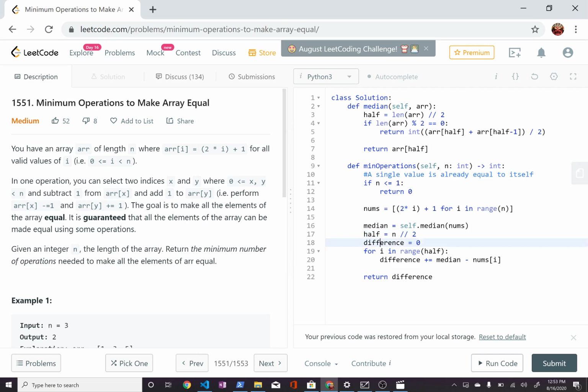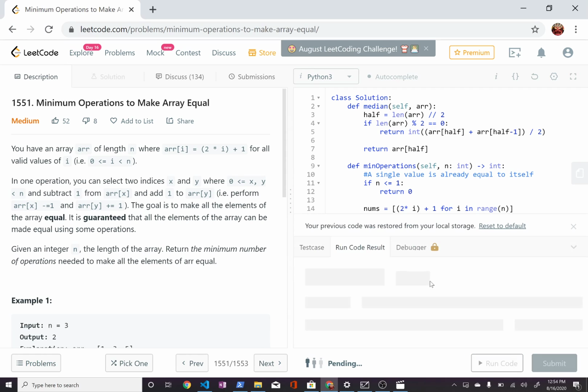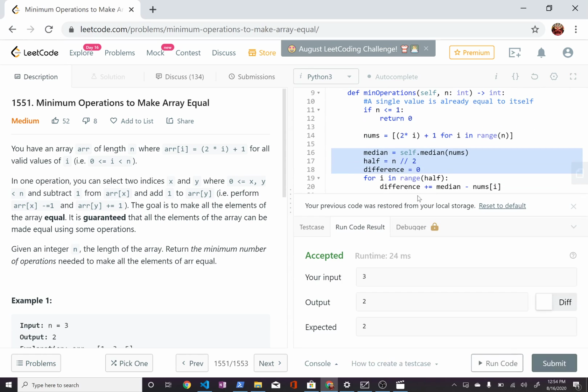And then what I'm going to do is I'm just going to find the sum of the differences between the values in the first half of the list and the median. So i is just going to go between 0 and the halfway point. And for every increment of i, we're going to add or accumulate the difference between the median and the value in nums at the index. And when it completes, we will have the right answer.